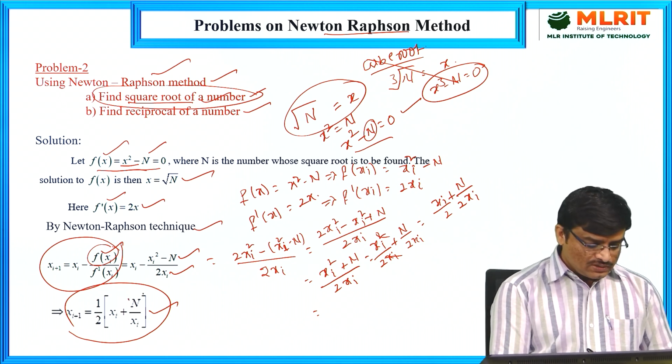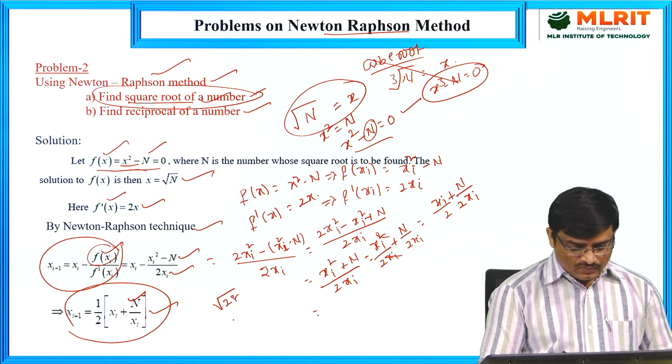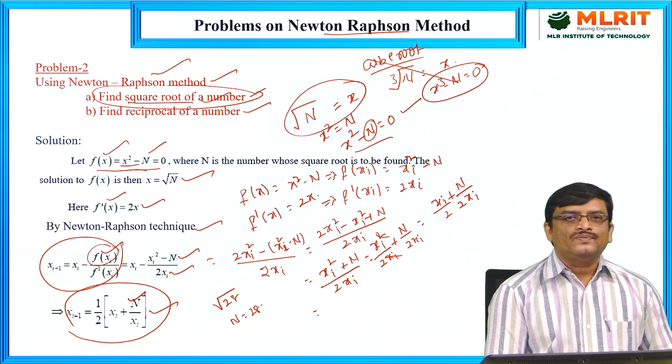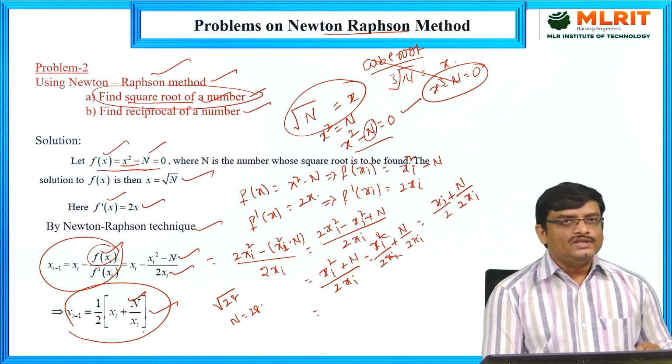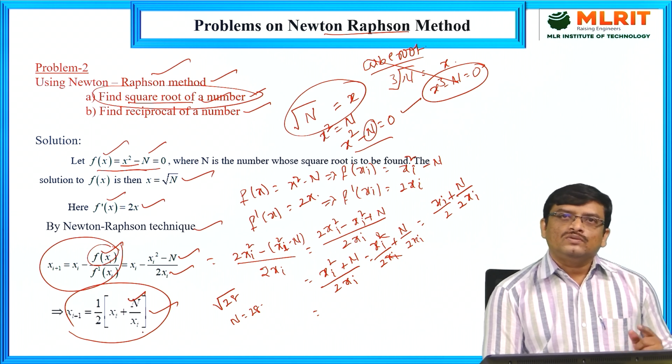Now suppose you want to find the square root of 28. Put n equal to 28 in this formula, then find the x i values, and we can get our required square root of 28. So this is how to find the square root. Similarly, we can go for the cube root, fourth root and so on by using this.